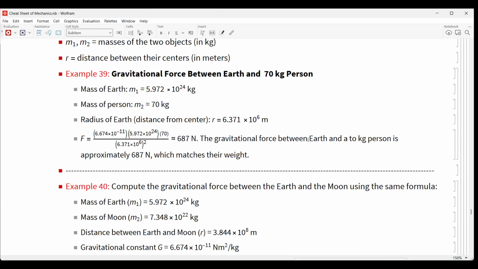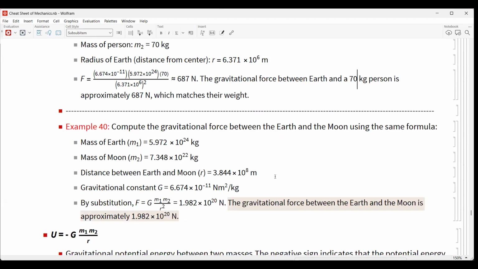687 Newtons. So the gravitational force between Earth and a 70 kilogram person is approximately 687 Newtons, which matches their weight.